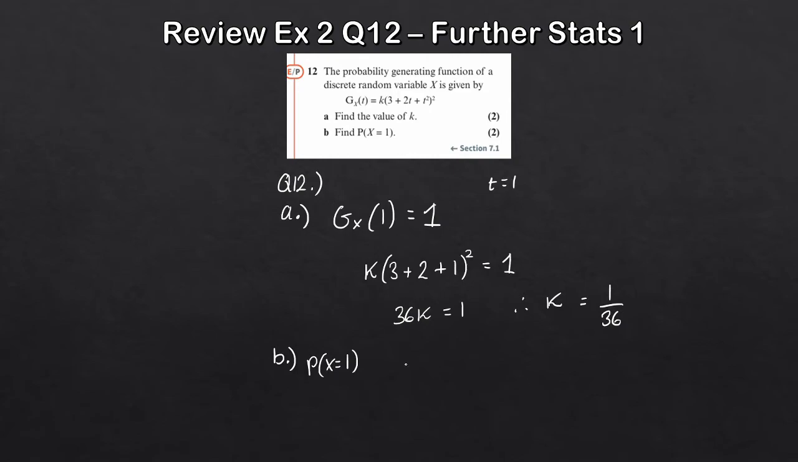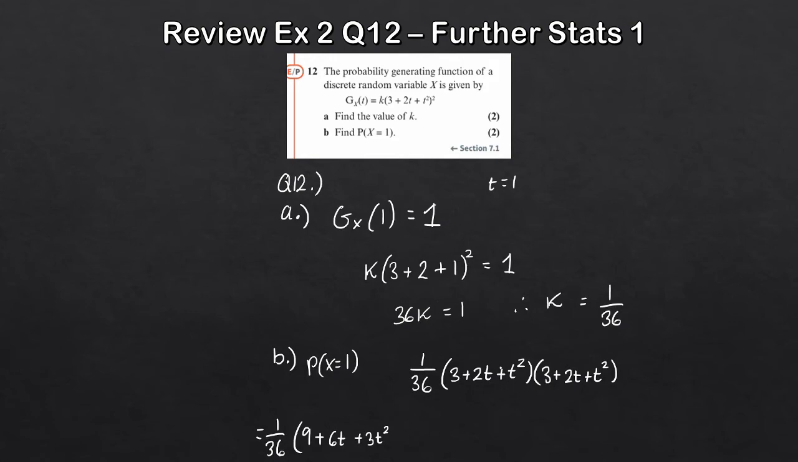So let's expand this. So it's 1 over 36, times (3 plus 2t plus t squared), times (3 plus 2t plus t squared). Okay, so we need to expand these brackets, so it's going to be quite long. I'll do it down at the bottom here. So this is 1 over 36 times, so 3 times 3, that's 9. 3 times 2t, so 6t. 3 times t squared, so 3t squared.